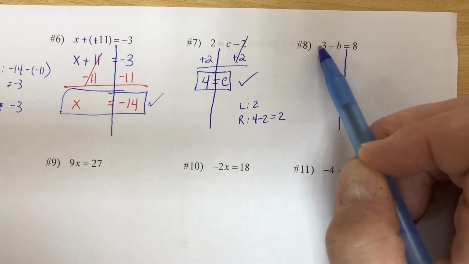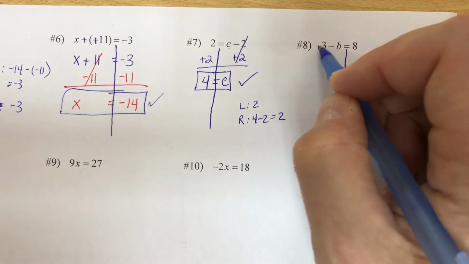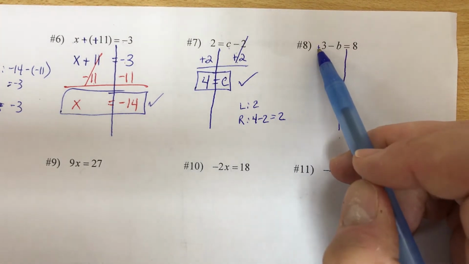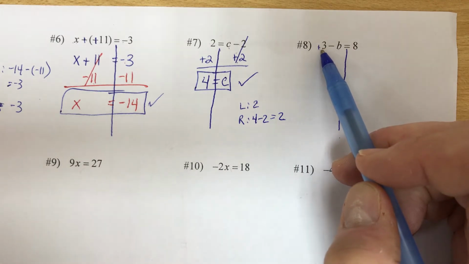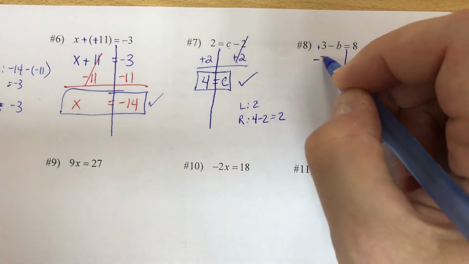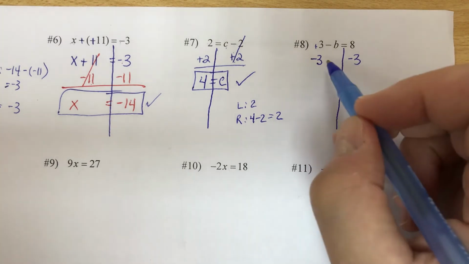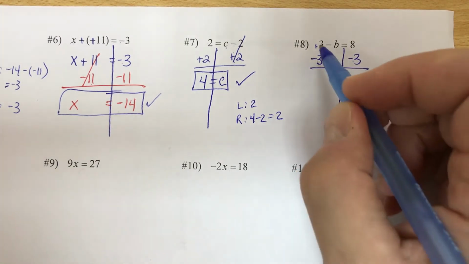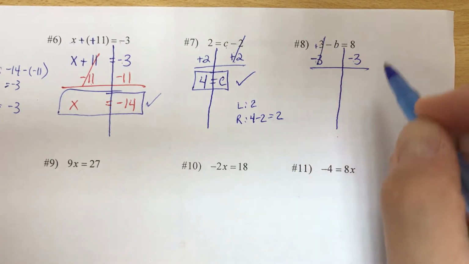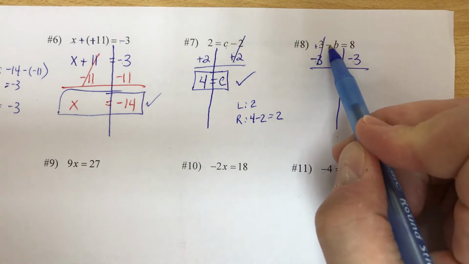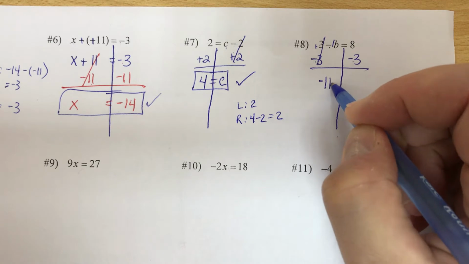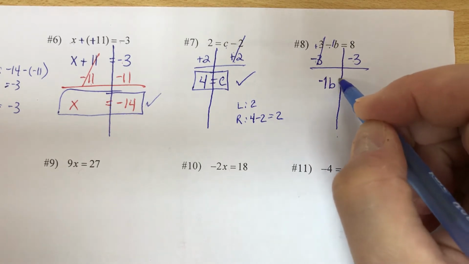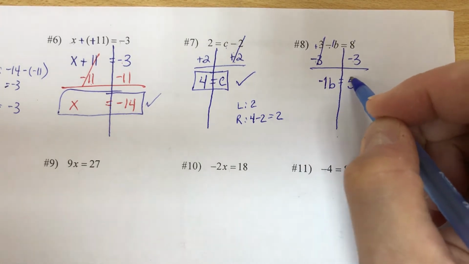So let's move the constant. That is a positive 3. If there's no symbol in front of that, that's automatically a positive. So how do we undo a positive value? We subtract it. Minus, minus. Same thing on both sides. 3 minus 3 is 0. Now this is a negative 1b. That's a negative 1b equals 8 minus 3 is 5.